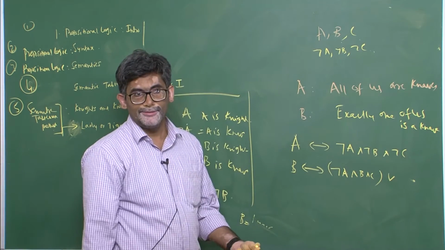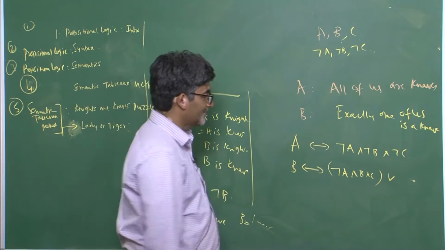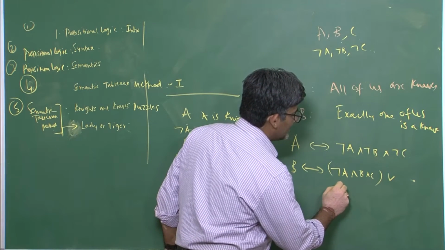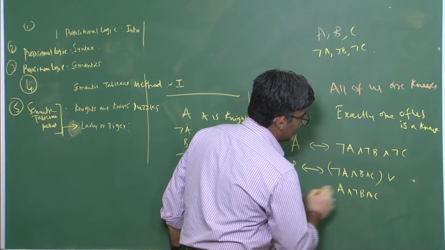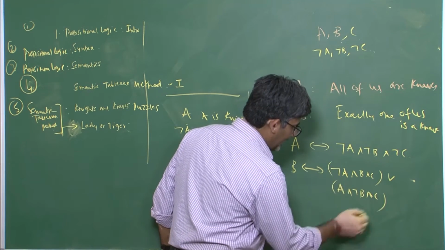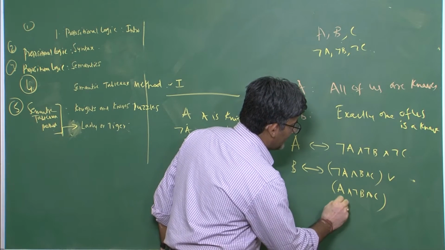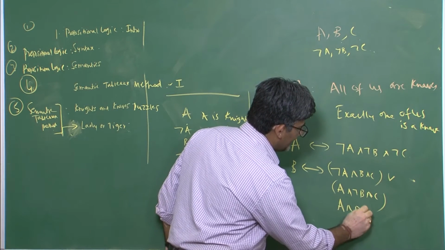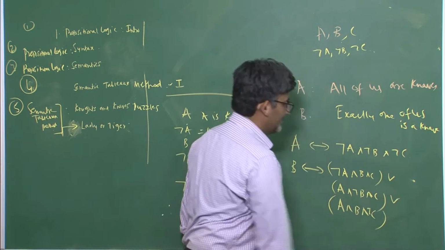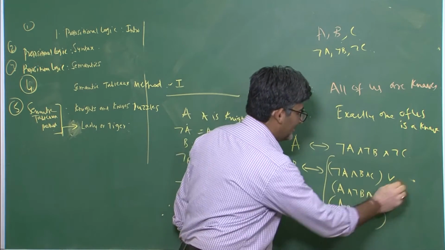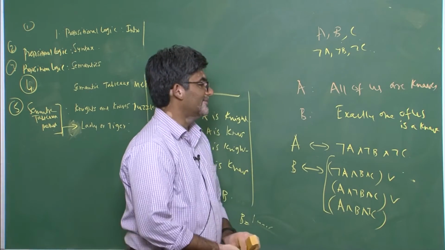Exactly one of us is a knave. There are three kinds of possibilities here. Or the other possibility is that A and not B and C. This is one kind of formula, and the other formula is A and B, but C here is a knave. So all these things are separated by this thing. So this entire formula is the one which you need to take into consideration.